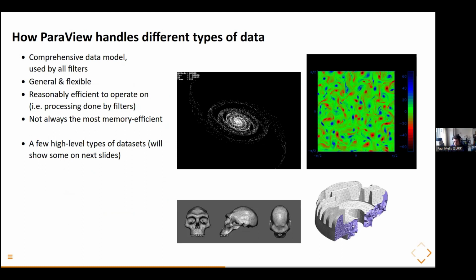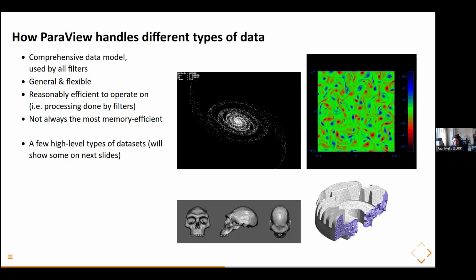But then, of course, the question is, how do you write the data? What format does it need to be conceptually in terms of topology and things like that? So when we look at the data model for ParaView, there's basically a single set of concepts that is used by all filters. It's a very general and very flexible format. In most cases, it's reasonably efficient to operate on by these filters, but it's not the most efficient, especially memory-wise, but that's simply the choice in design that has been made.